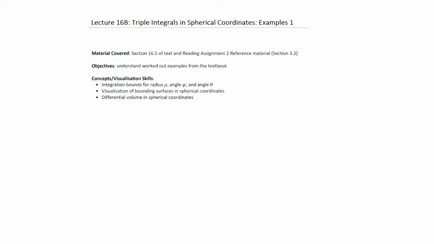The material for this lecture also comes from Section 16.5 of the text, and also Reading Assignment 2, reference material from Section 3.2, which is not mandatory reading. And so the objectives here are to understand worked out examples from the textbook. Concepts and visualization skills are similar to the last lecture: the integration bounds for radius rho, angle phi, and angle theta, visualization of bounding surface in spherical coordinates, and the differential volume in spherical coordinates.